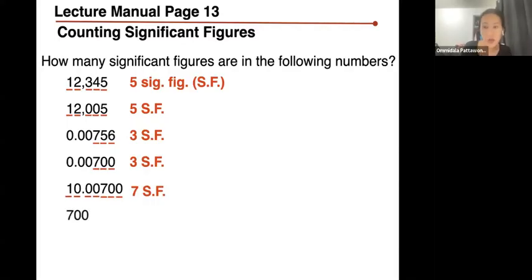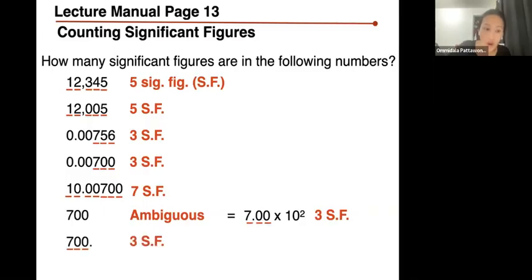What about 700? This one doesn't have a decimal point, while the previous ones contain a decimal point, so you can put those in scientific notation before you count the number of sig figs. That's relatively easy. This one turns out to be ambiguous, because there is no decimal point. If you want to make it clear, you need to put a decimal point. You can put it after the 7 and convert that to scientific notation so that you can say this is 3 sig figs, or you can put a decimal point after the last 0, to make sure that this is what we include.